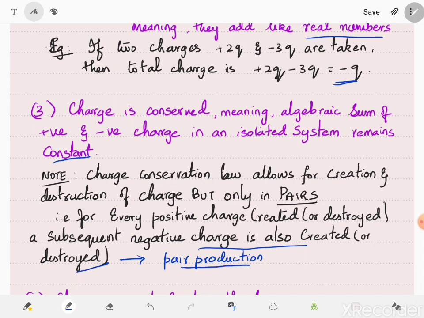Pair production is a phenomenon where a gamma ray photon, this is a photon, materializes into something called a positron and an electron. This is called positron and electron.